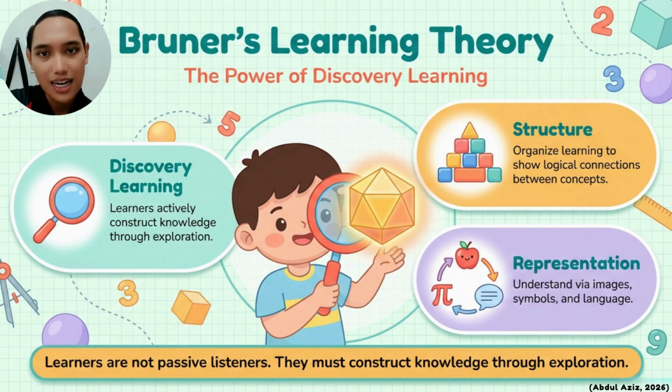According to Bruner, there are three key components that support effective discovery learning, and all three are integrated into our station. First is discovery learning itself. This is the core of our lesson. Pupils actively engage with materials and situations, allowing them to build their own understanding of mathematical values rather than memorizing answers. Second is structure. Although pupils are exploring, the learning is not random.